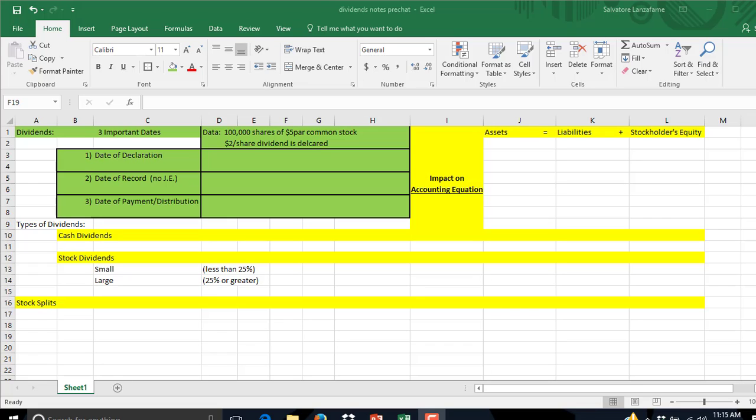As you notice in number 2 where it says date of record, in parentheses I have no JE. JE is short for journal entry. So there is no journal entry associated with the date of record. It's more of an FYI. Basically it determines ownership of the outstanding shares. So whoever has stock at the time of date of record, those are the people that are entitled to the stock dividends or cash dividends.